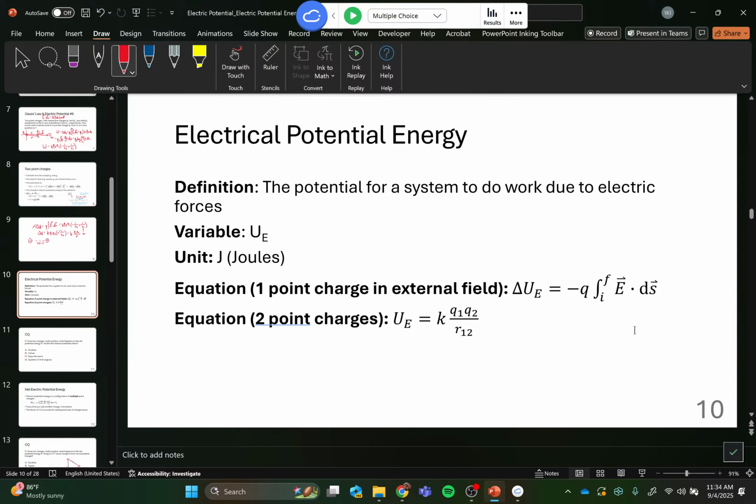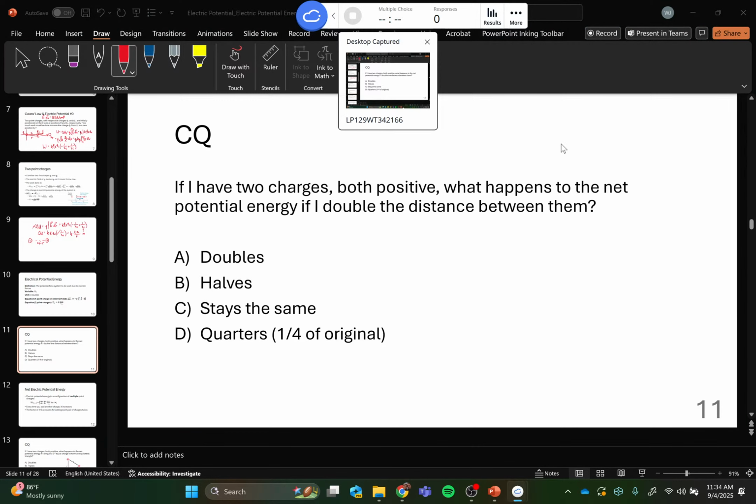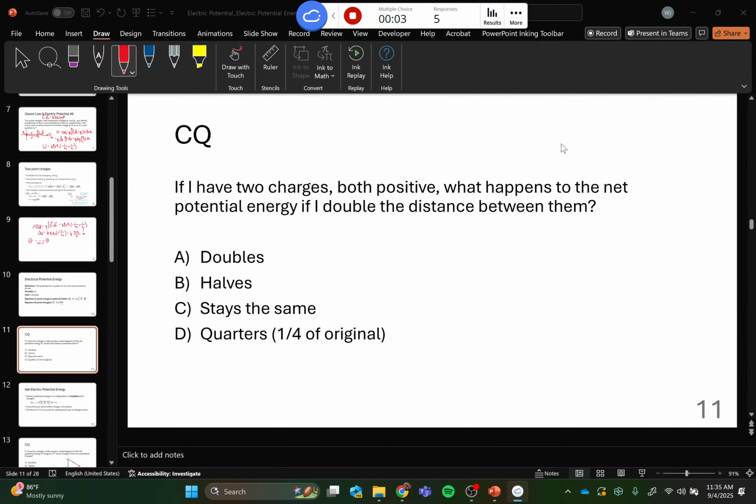All right. So, cool. Energy stored between two charges. So let's just play around with this equation a bit. If I have two charges, both positive, what happens to the energy stored in this system, the total energy in the system, if I double the distance between them? Does the energy now double, half, stay the same, or quarter?